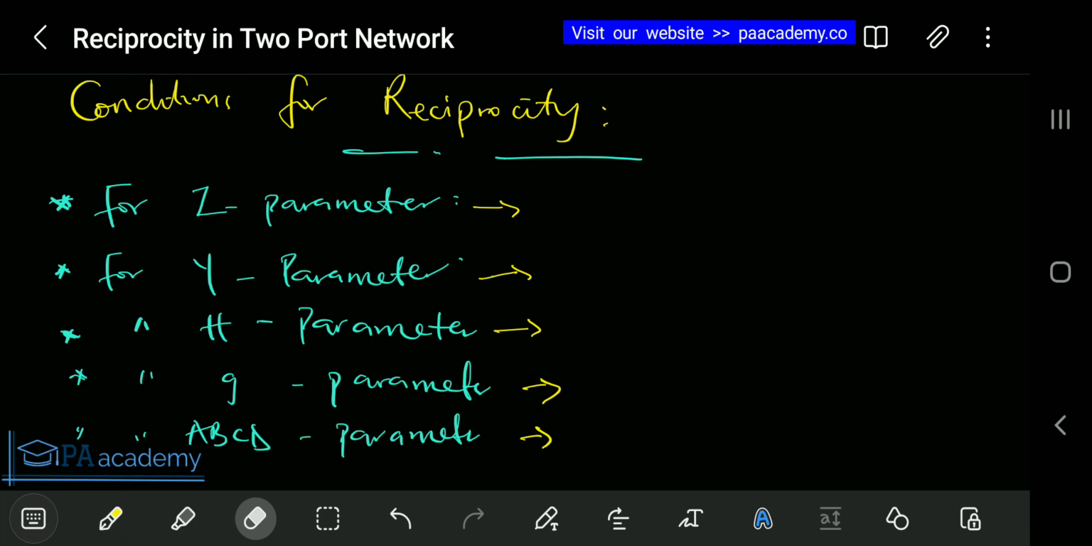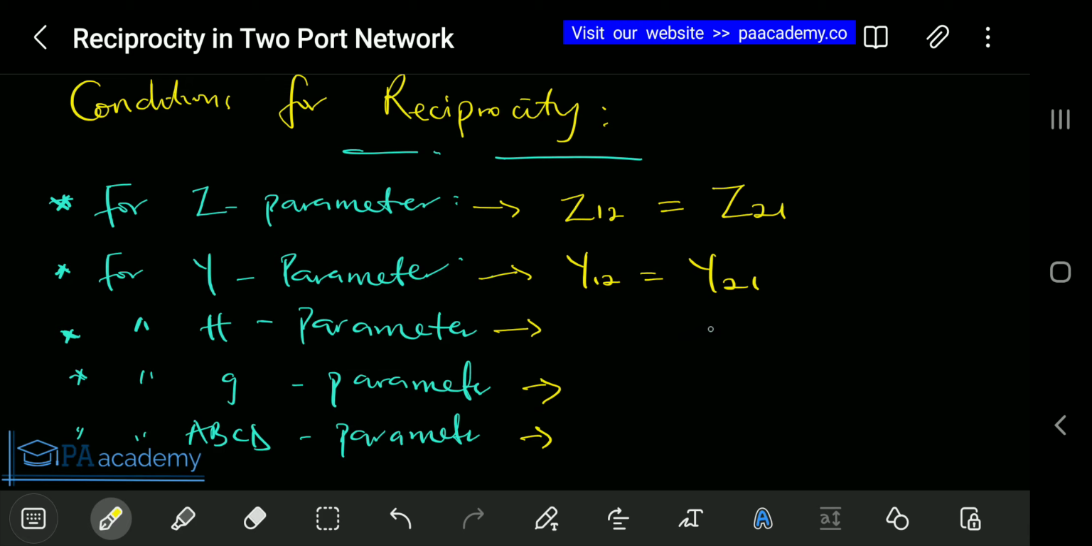Let's start with the Z parameters. For a two-port network to be reciprocal, Z12 will be equal to Z21. When Z12 is equal to Z21, we can conclude that the two-port network is reciprocal. Then for Y parameters, Y12 is equal to Y21. If you watched the previous video on symmetry, you should be seeing the difference now.